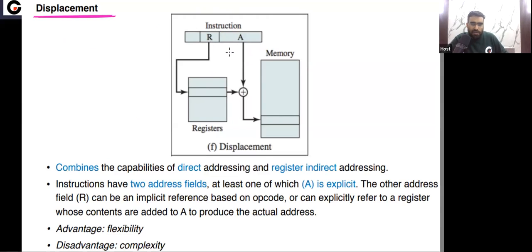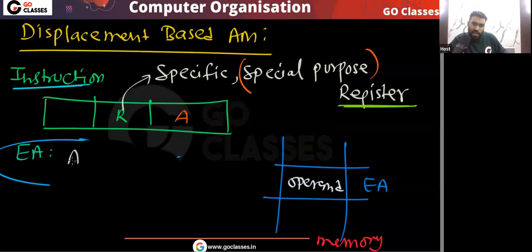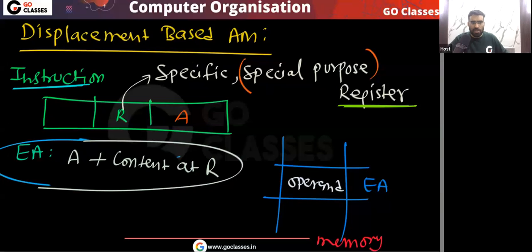And how to find the effective address? That will be content at R plus this value A. Content at R plus value A. So I can say effective address will be A plus content at R. Here I can simply say this will be content at register R. So I can say effective address will be A plus content at R. This is going to be the effective address.